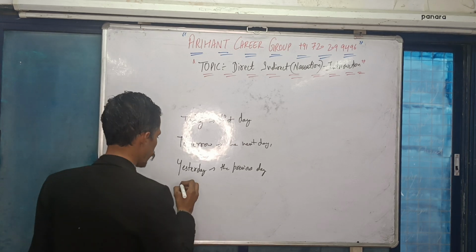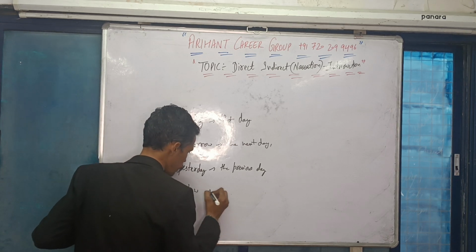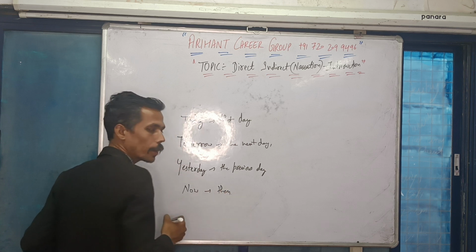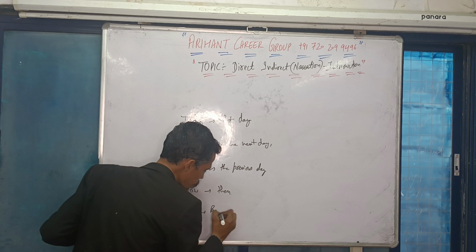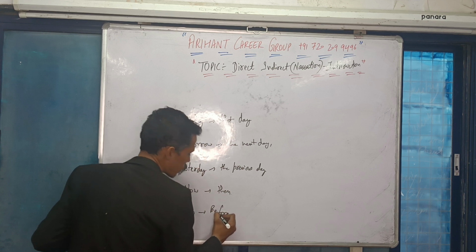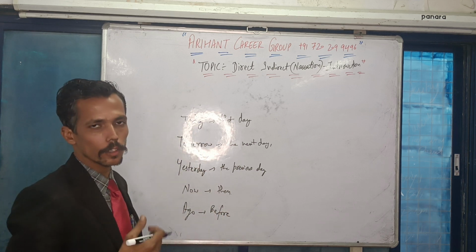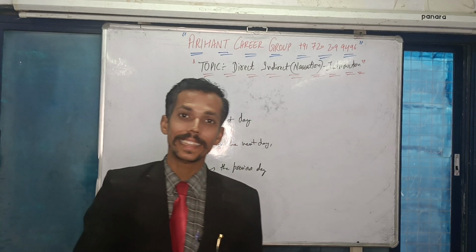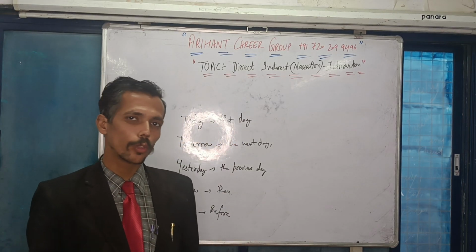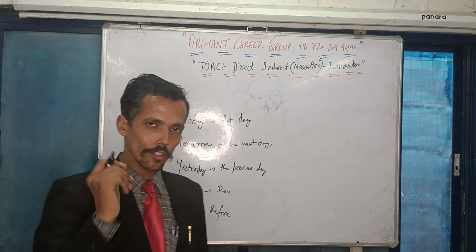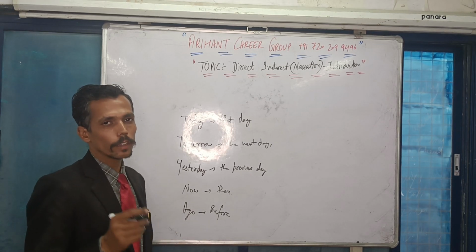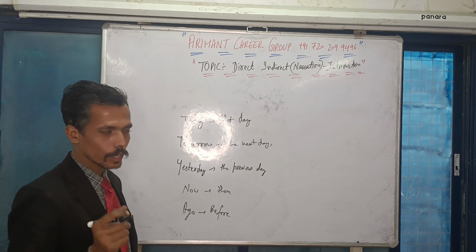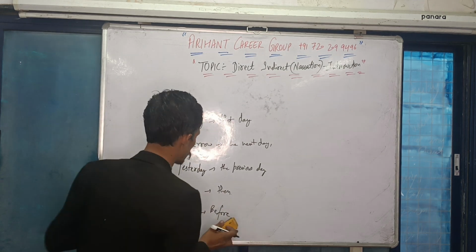If you get now, then now is to be converted into then. Ago, before. If you get this, it will become that. These will become those. So these are the few things that have to be kept in your mind always as and when you start solving an exercise on direct and indirect speech.